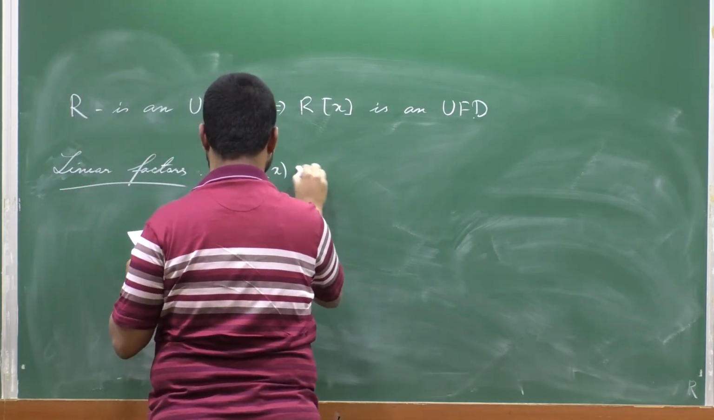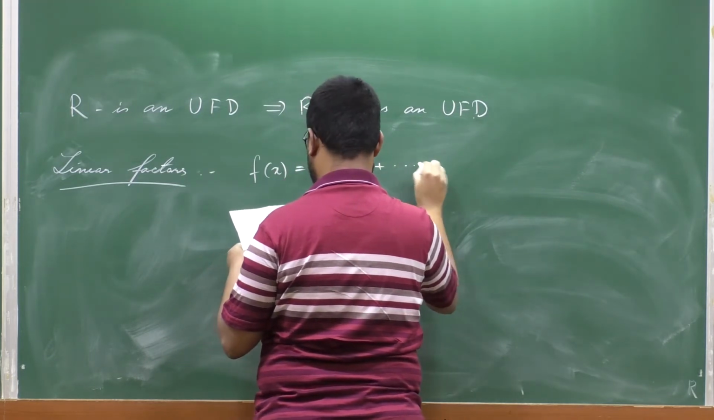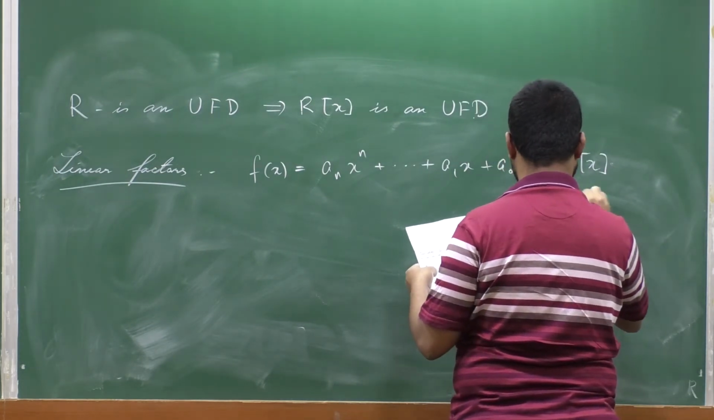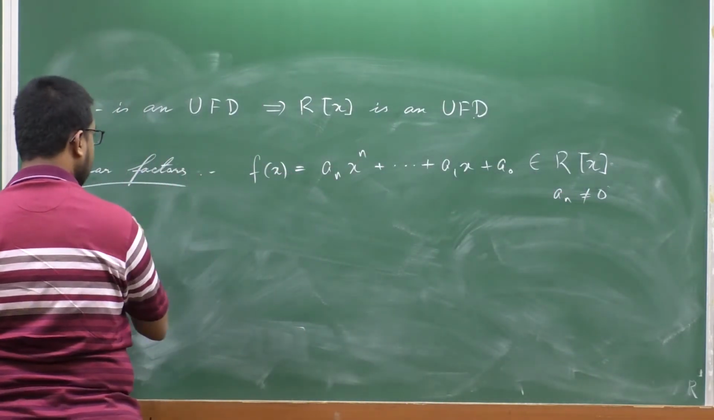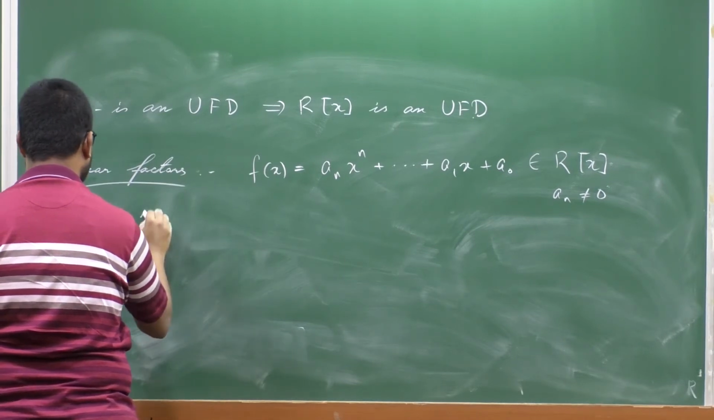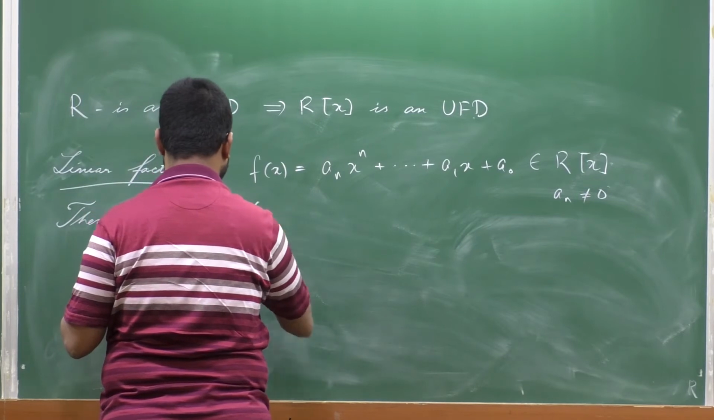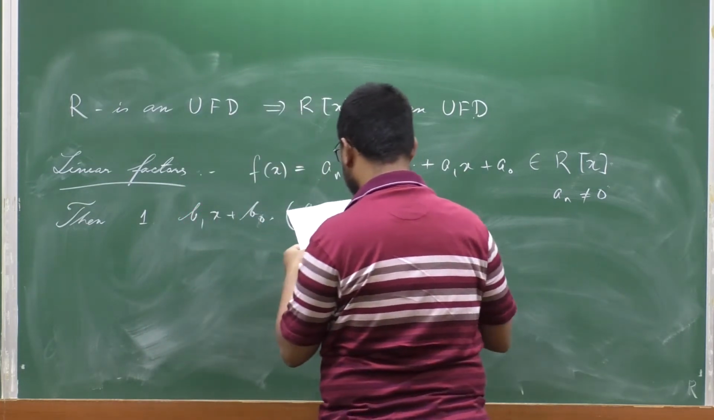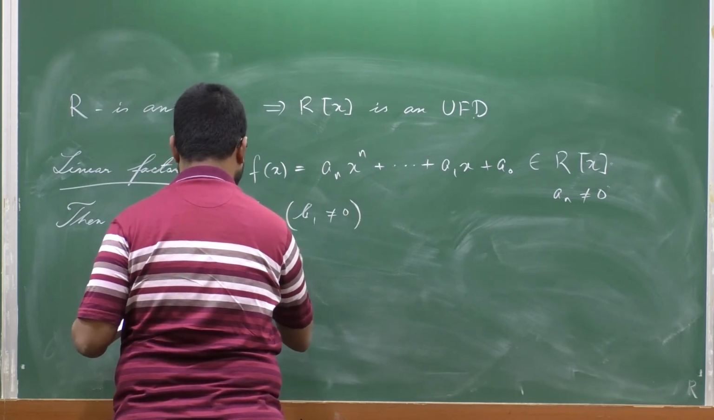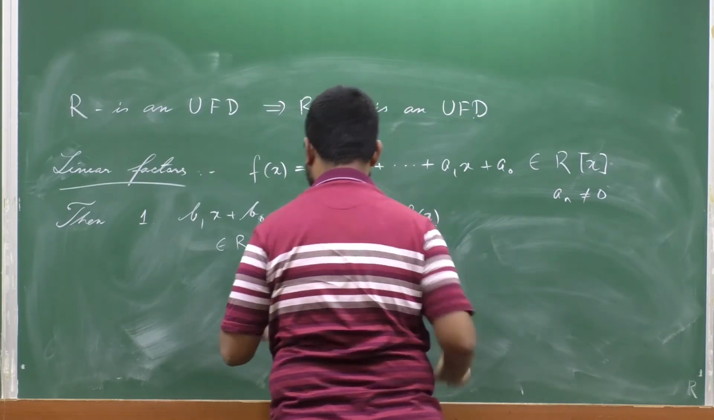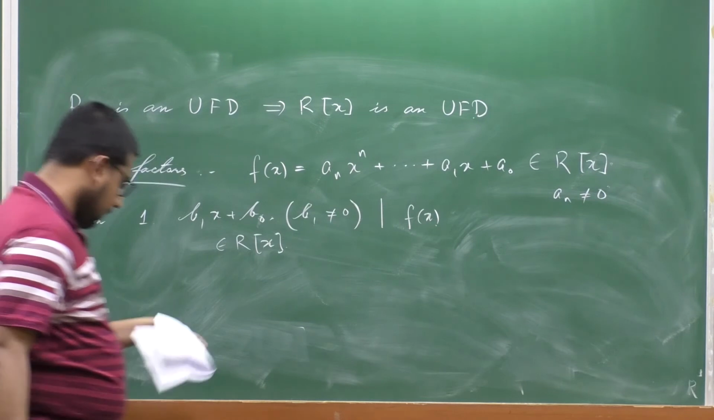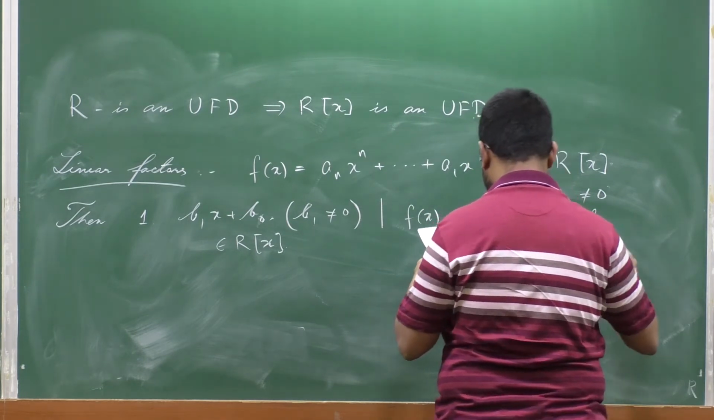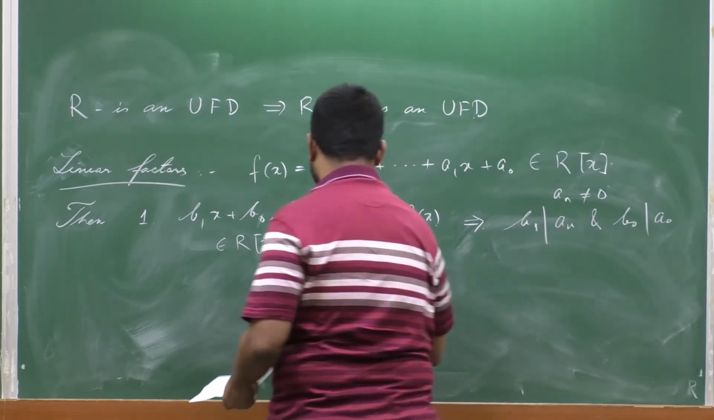So suppose f(x) is this, in R[x], where R is of course assumed to be a UFD. Let us take the degree to be n. Then we have the following. Assume that b1 is non-zero. A linear polynomial in R[x] divides f(x), so this linear polynomial is a factor of f(x), if b1 divides a_n and b0 divides a_0. The proof of that is very easy.